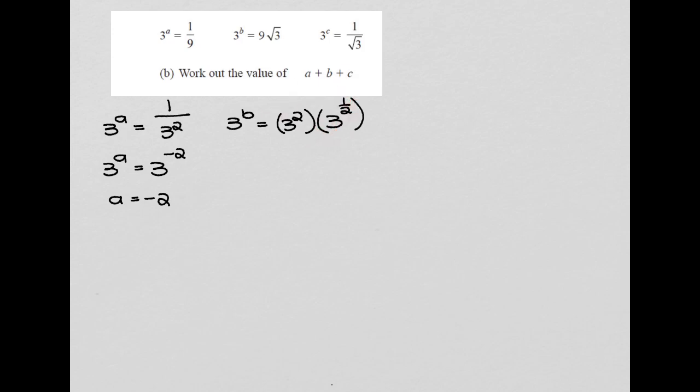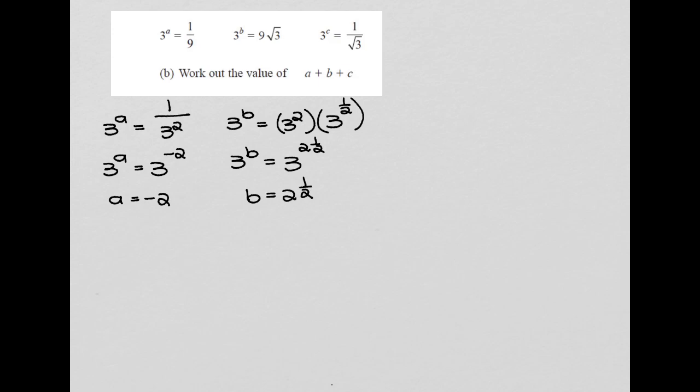Okay, so the laws of indices state, if I'm multiplying the same base, and 2 brackets touching means multiplying, I add the powers. So in other words, I have got 3 to the power of 2 and a half, because I'm quite literally just saying 2 plus a half. And again, I've got the same base on either side. I can drop that. So b is equal to 2 and a half.